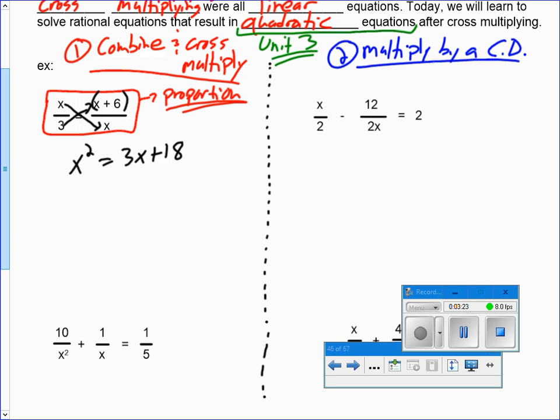So from here, now we have to remember everything we did with quadratics in the last unit. We recognize it's quadratic, we see the x squared. First thing we do is put it into standard form. So I'm going to subtract 3x from both sides. And then I'm also going to subtract 18, so I have one side equal to 0.